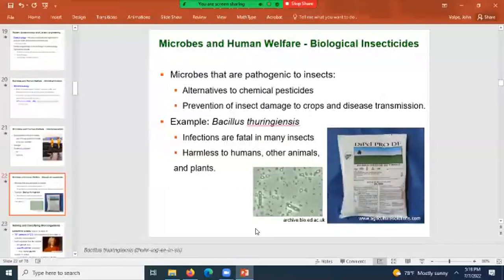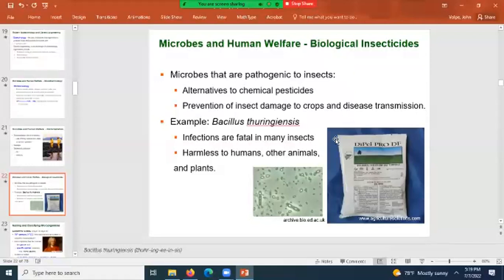Microbes also make biological insecticides, and these microbes are pathogenic to the insects, but they are not pathogenic to humans or to animals. In fact, they're harmless to humans and other animals and plants. An example of that is Bacillus thuringiensis, which is a bacteria, and it's fatal to many insects, but harmless to humans. And we can use it to prevent crop damage from insects, as well as prevent disease transmission spreading among our crops.